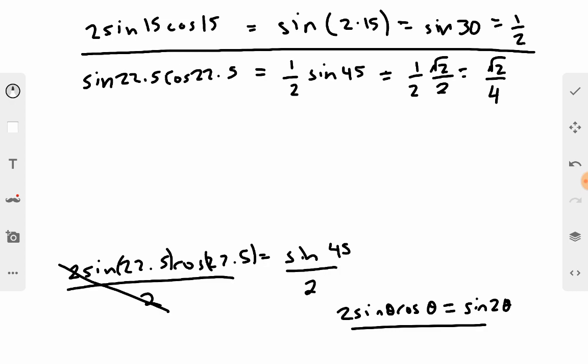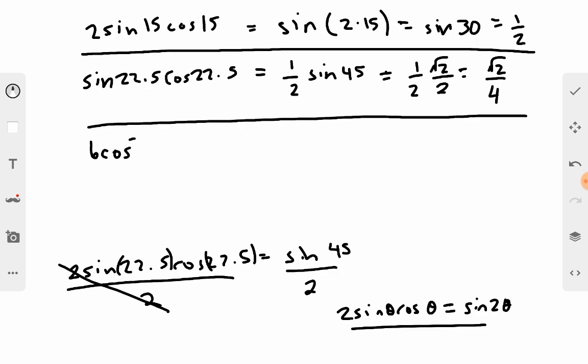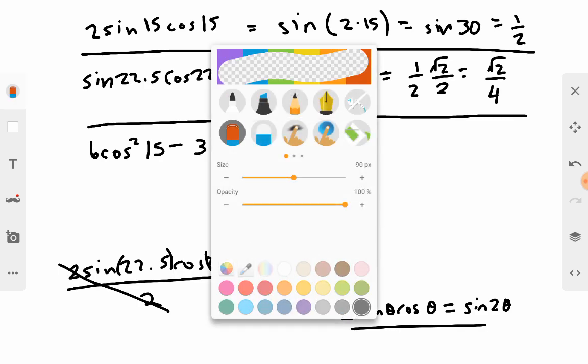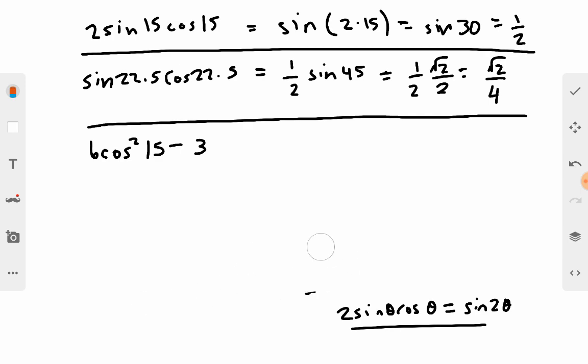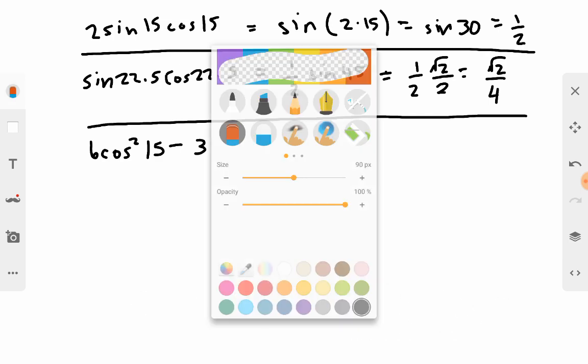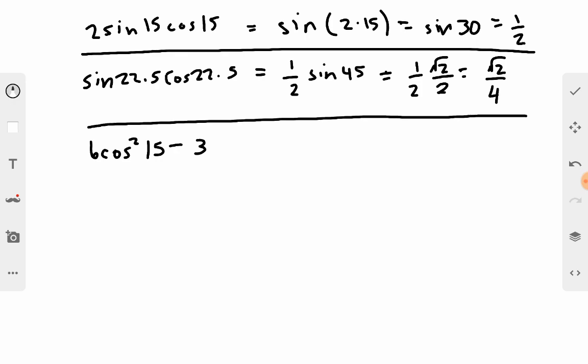Okay, so sometimes it's close to the formula, but not exactly it. Okay, so let's try another one. Let's say that we have 6 cosine squared 15 minus 3. Okay, so let's erase what we've got going on down here, because this is a different formula now. All right, and what does this remind us of? This reminds us of cosine 2 theta, which is 2 cosine squared theta minus 1. It looks kind of like that. Well, let's see if we can get this to match.